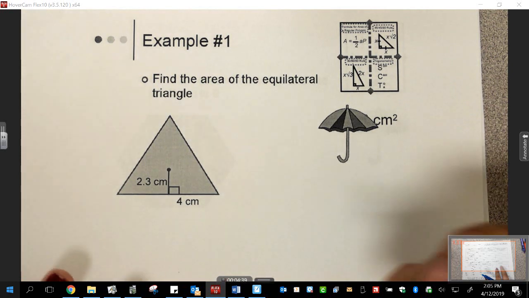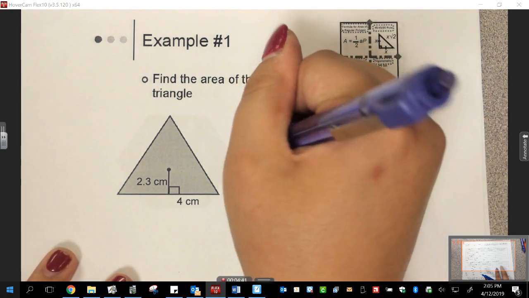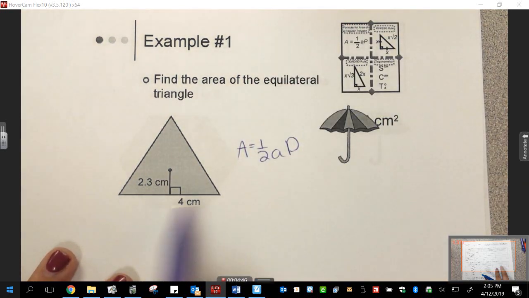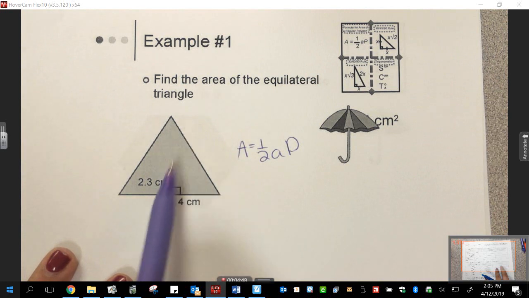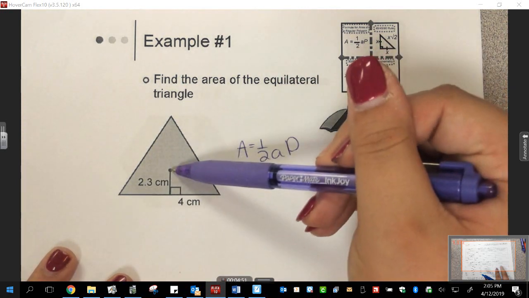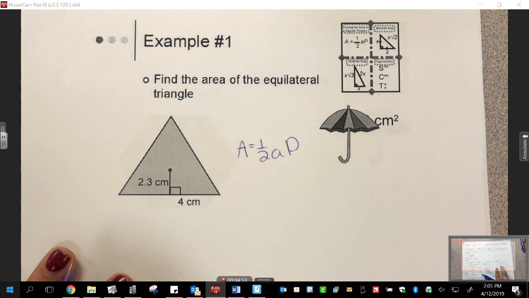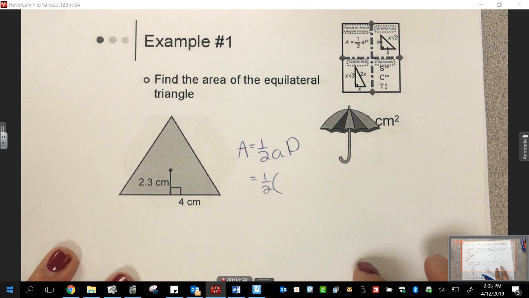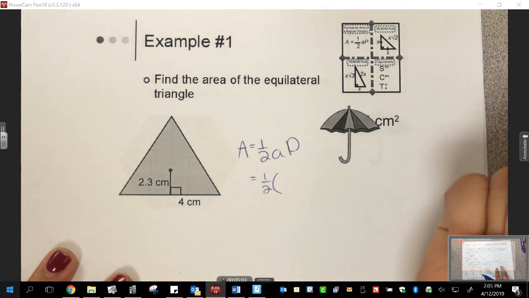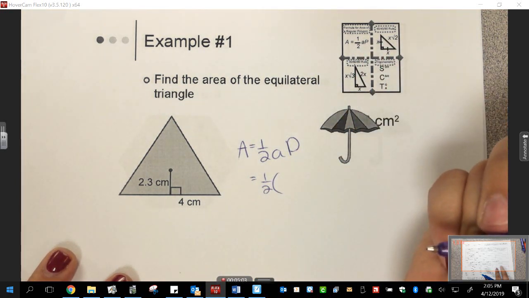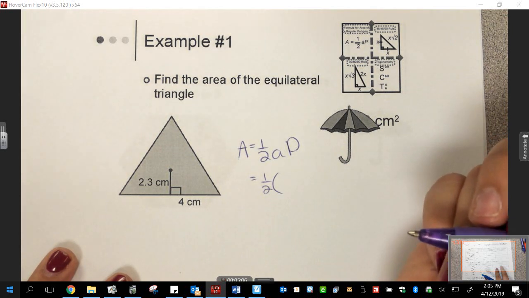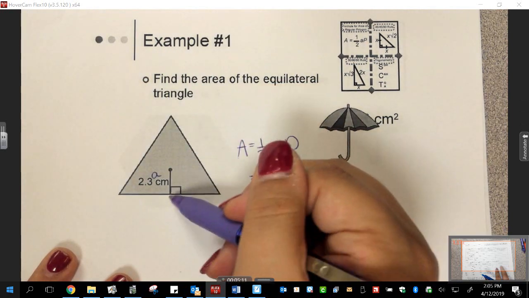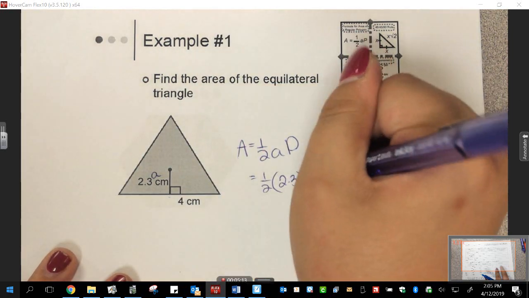This will only work if it's regular, and an equilateral triangle is regular. So, what's my formula? A equals 1/2 aP. Now, you could use 1/2 base times height, but do I know what the height is here? No, you can't, if the center doesn't necessarily mean that's in the middle. So, I have to use this formula. So, I'm going to do 1/2. What's my apothem? 2.3. Remember, your apothem is from the center down. What's my perimeter going to be?